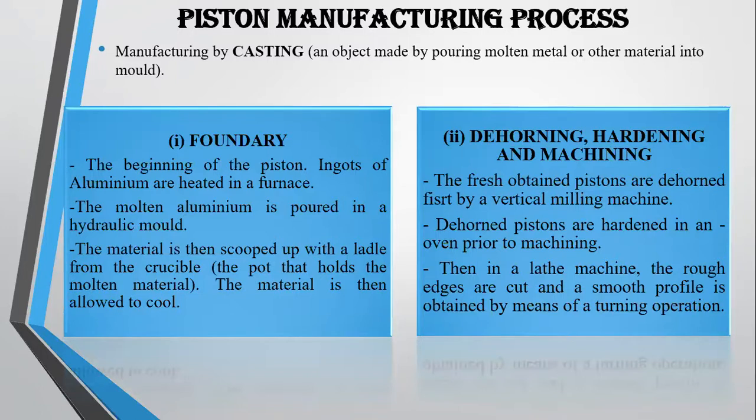Second is hardening and machining. The freshly obtained pistons are deburred first by a vertical milling machine. Deburred pistons are hardened in an oven prior to machining. And in a lathe machine, the rough edges are cut and a smooth profile is obtained by means of a turning operation.